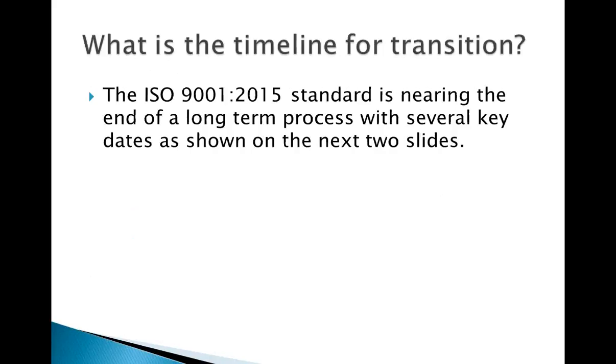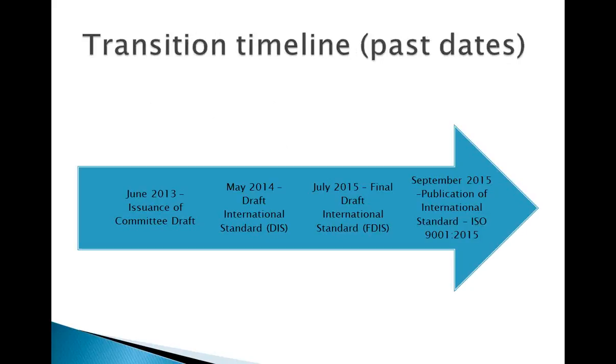Let's take a fresh look at our timeline for transition, get a sense of where we've been and also where we're going. Now, the development of the standard, you may be surprised to learn, goes all the way back to early 2013, and it was tied to the publication of an item called Annex SL. We'll be learning a little bit about that in just a bit. The committee draft of the standard was published in June of that year, June of 2013.